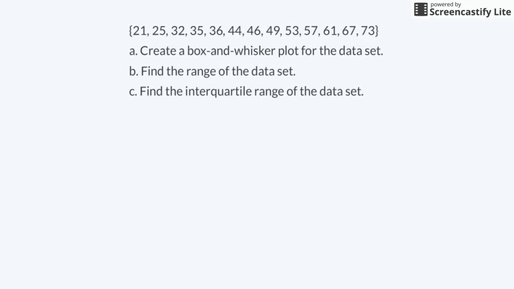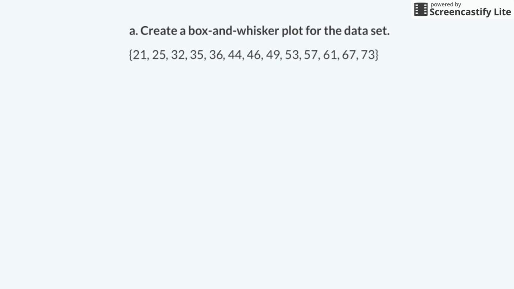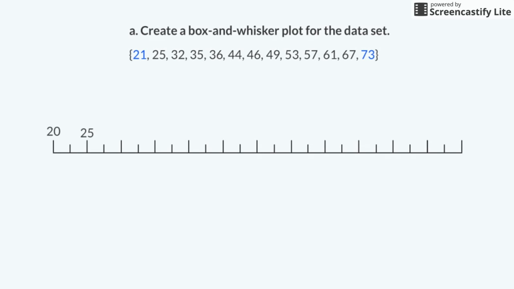A box and whisker plot shows the spread of a set of data. It is used to show the median, the quartiles, and the extremes. First, I will draw a number line. Since the minimum value in the dataset is 21 and the maximum value is 73, I will draw a number line from 20 to 80. I will use intervals of 2.5 with every other tick mark labeled.